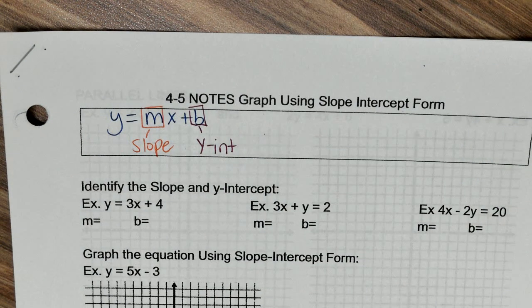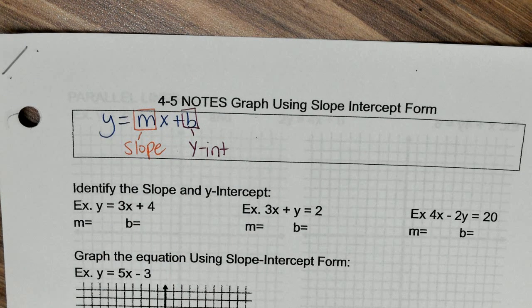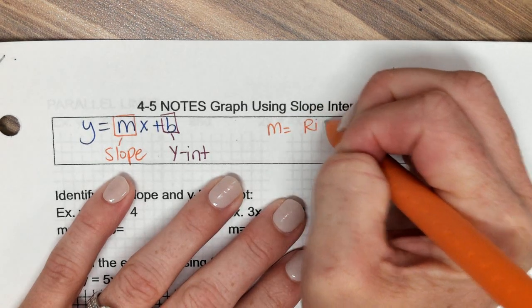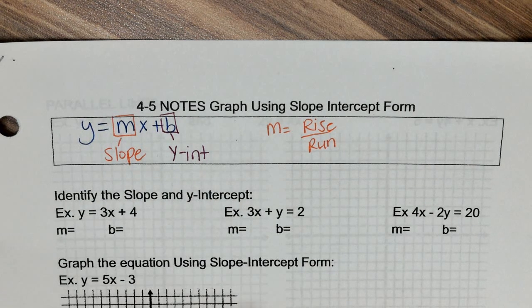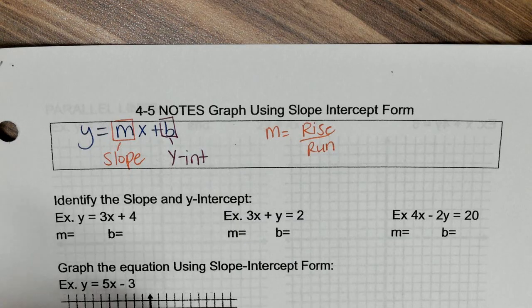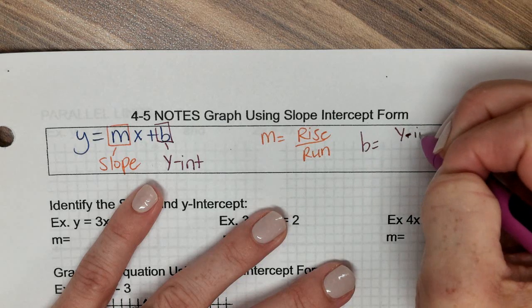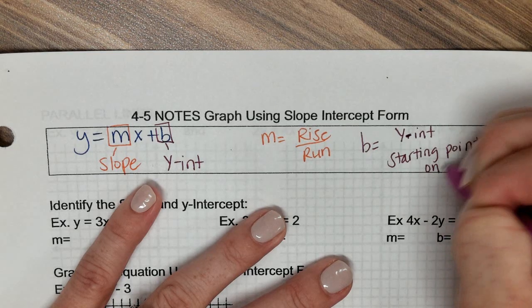Now, to do this, the first thing you have to do is make sure your equation is in this form. The next thing you need to do is identify the slope as a rise over run. So once you have the m, you need to put it in the form of rise over run. So if it's a whole number, like if the slope is 5, you're going to put 5 over 1, and that's your rise over your run. Okay? The y-intercept, the b, is your starting point on the y-axis.